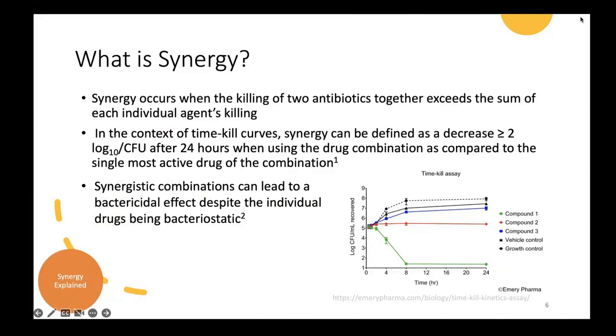So synergistic combinations are beneficial because they can lead to a bactericidal effect rather than the individual drugs being bacteriostatic, which is particularly beneficial in endocarditis because we want to reduce any risk for spread of the infection.